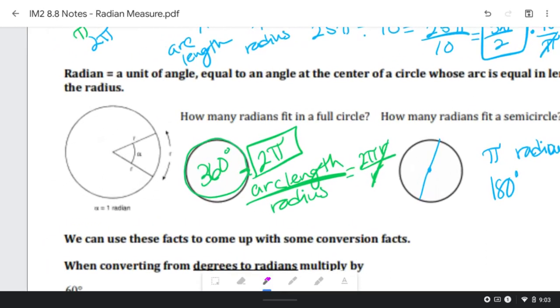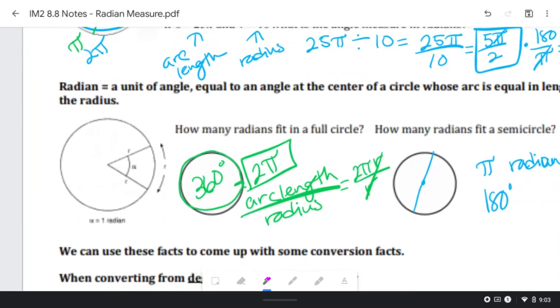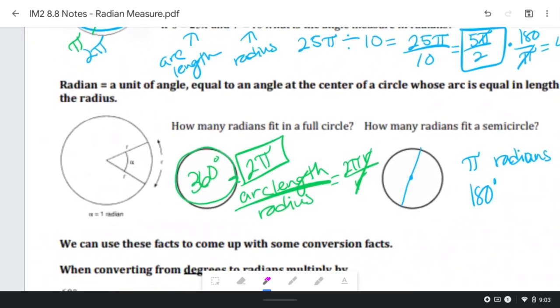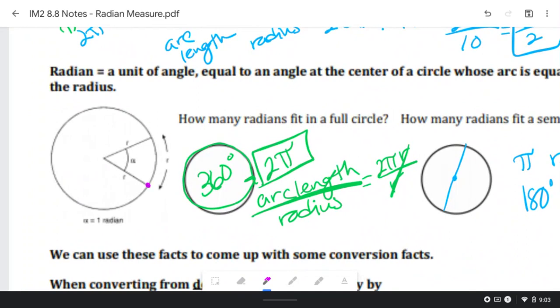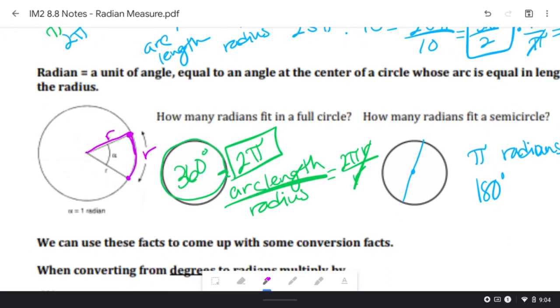And if you notice right here on this left circle, that's explaining the definition in a diagram. So it says a unit of an angle equal to an angle at the center of a circle whose arc is equal in length to the radius. So that means that from here to here, that's my arc length, that's my radius. That's the same exact distance as from here to here. And that's why it's 1 radian.